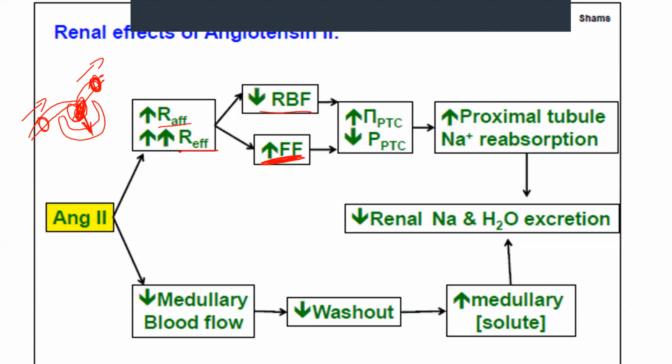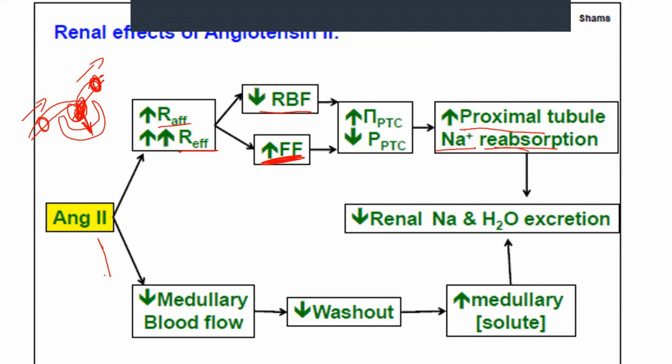And so later down the line, you're going to have higher reabsorption of sodium, and by extension, lower excretion of sodium and water.